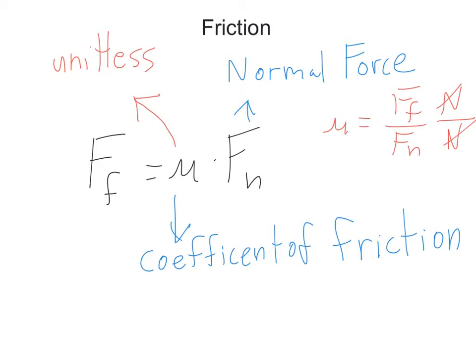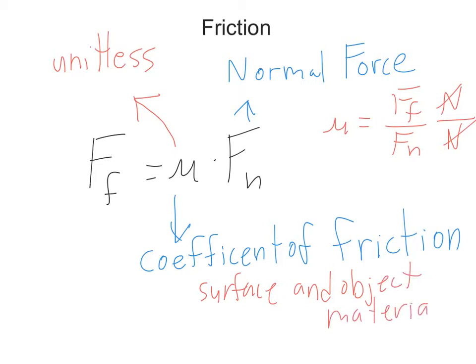And again, this is completely dependent upon the material of the surface and the object. What are they made up of? You know, the coefficient of friction between rubber and ice will be very different than the coefficient of friction between sandpaper and rubber.